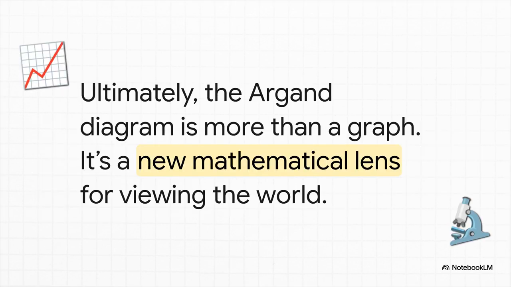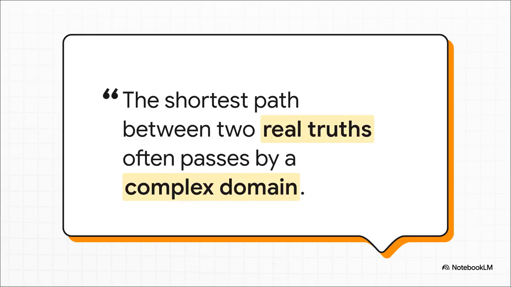So, when you step back and look at the big picture, the Argand diagram wasn't just a graph. It was a whole new lens to see the world through. It let us turn incredibly complicated algebra problems into intuitive geometric ones we could actually wrap our heads around. Which brings us to this fantastic quote from the mathematician Jacques Hadamard. He said, "The shortest path between two real truths often passes by a complex domain."